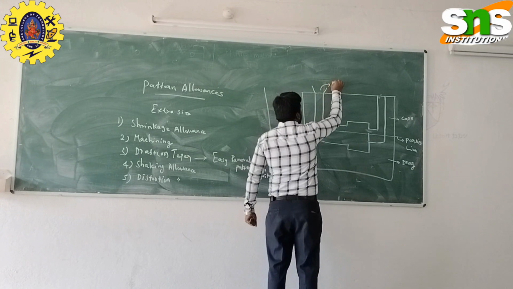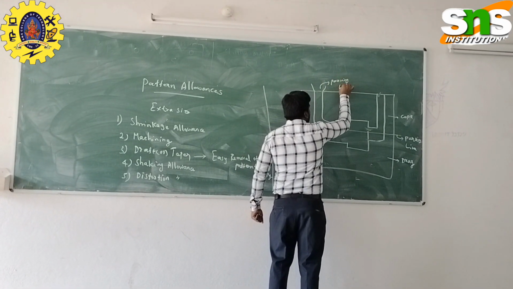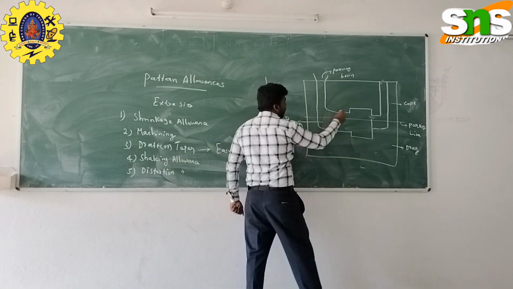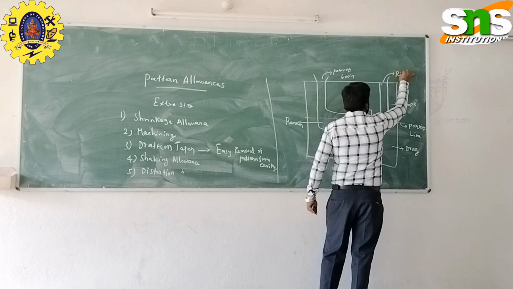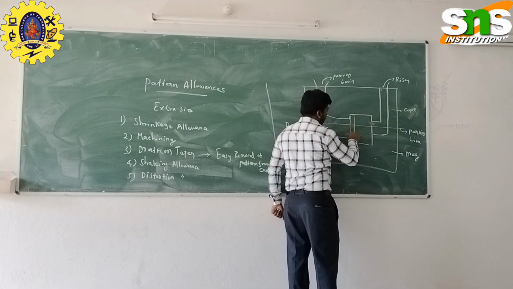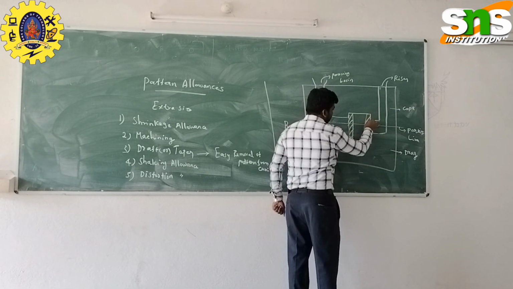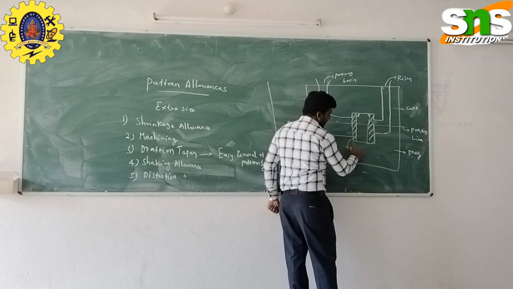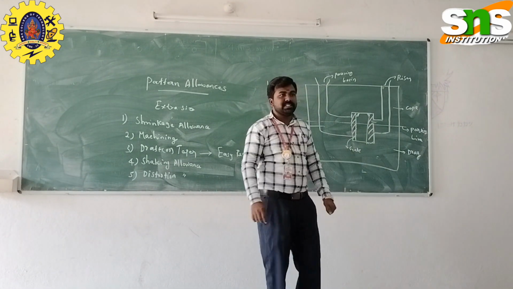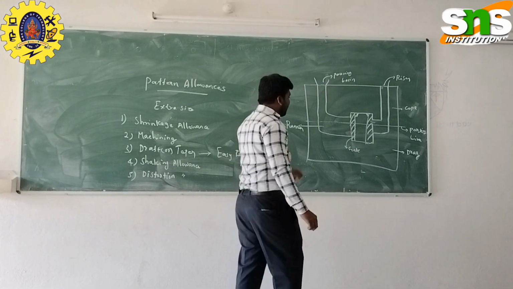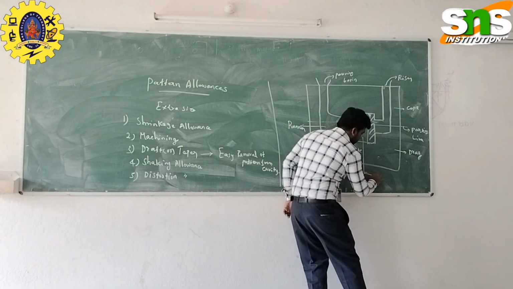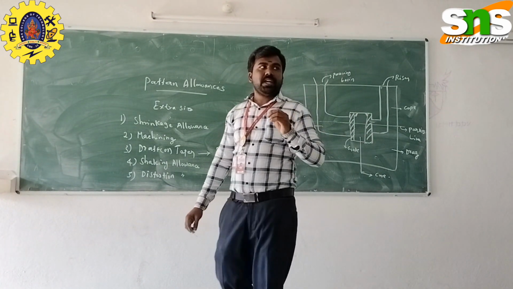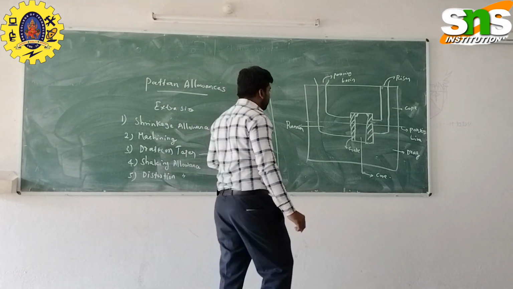So this is the pouring basin. So this is the runner. It is called the riser. So this portion is called the gate. The gate is nothing but the opening of the mold cavity. So inside the gate, the core is placed. The purpose of the core is to create hollow shaped products.